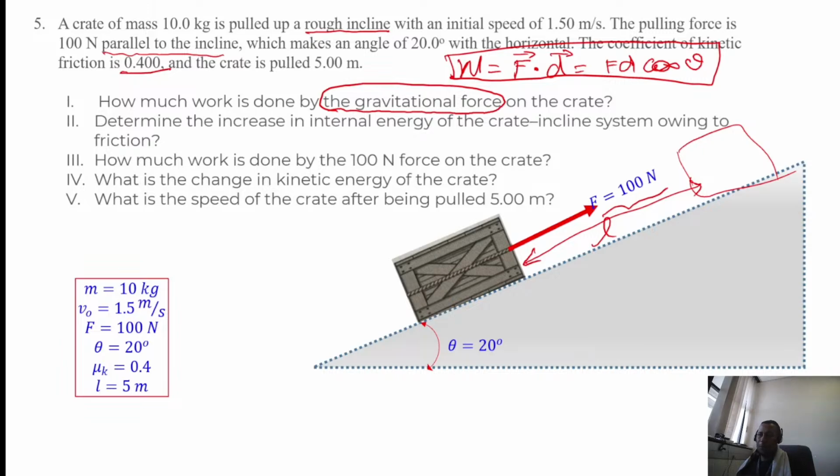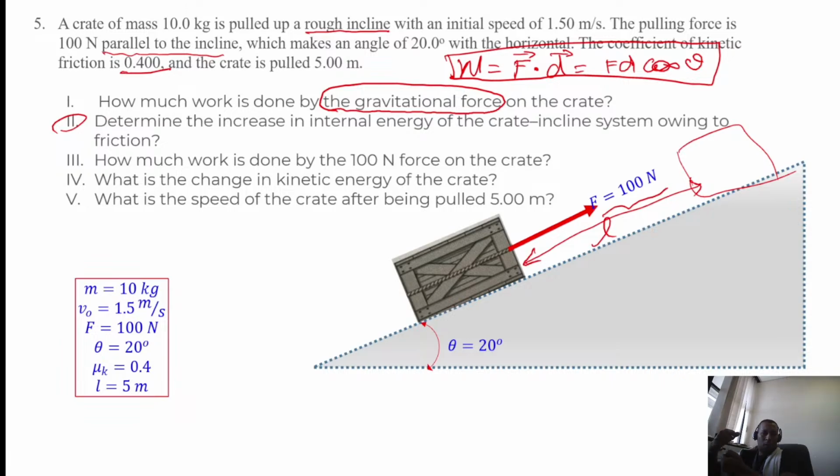That is the main one. Two, I'm talking about these two. It also asks us to determine the increase in internal energy of the cart-incline system owing to friction. Of course, you could understand.